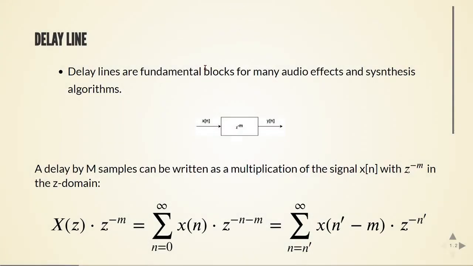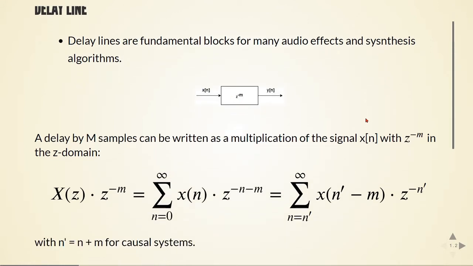Delay lines are fundamental blocks for many audio effects and synthesis algorithms. Here we have a delay line block diagram where we have an input signal x[n], and the output is the delayed version of x[n] by m samples. So a delay by m samples can be written as a multiplication of the signal x[n] with z to the power of minus m in the z domain.